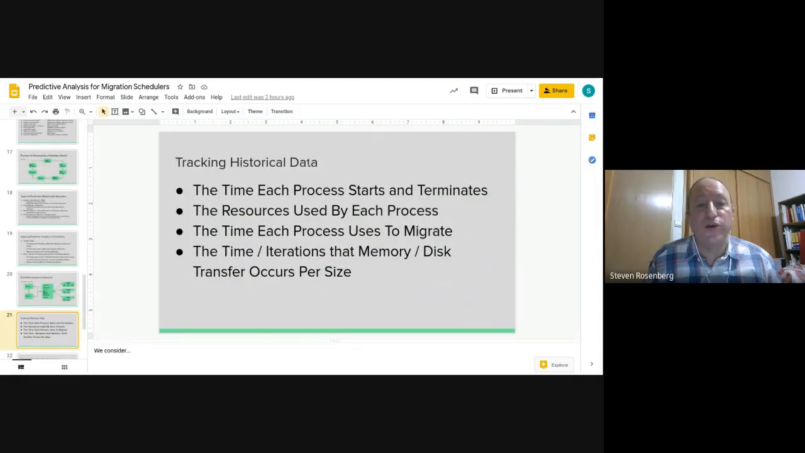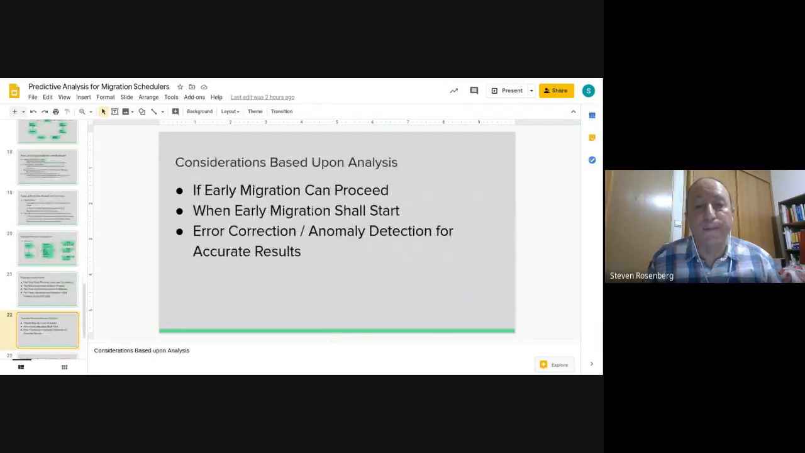So, tracking historical data, what data would be interesting? The time each process starts and terminates for early migration, the resources used by each process, the time each process uses to migrate, and the time and/or iterations that memory and/or disk transfers occur per size. Considerations based upon analysis can be if early migration can proceed, when early migration shall start, and error correction and/or anomaly detection for accurate results.